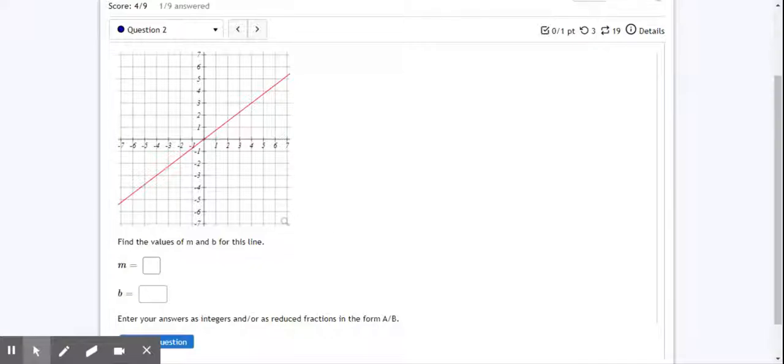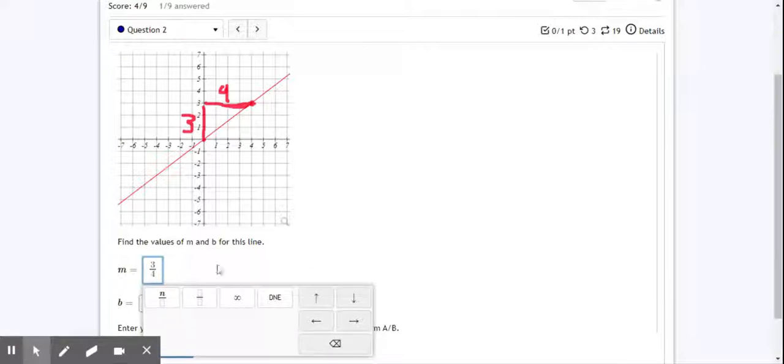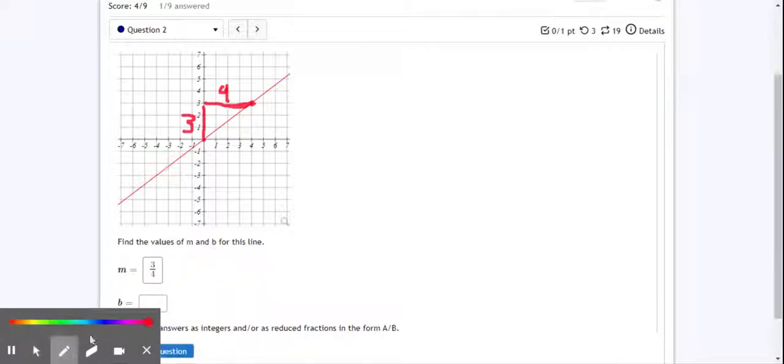So same thing, and notice it says enter as reduced fractions or whole numbers, integers. So again, our slope in this case, I'm going to find a good intersection and find another good intersection. And I'm going to count up 3 and over 4. So up 3 and over 4. So that is going to be my slope. And then my y-intercept is going to be right here, in this case at 0. And yours may be different, but the idea is the same.